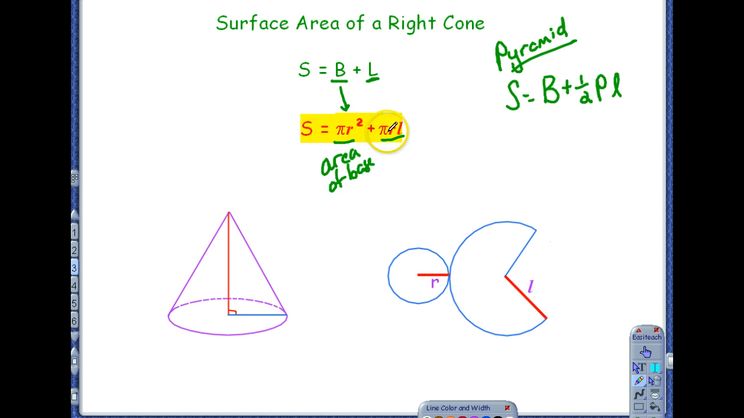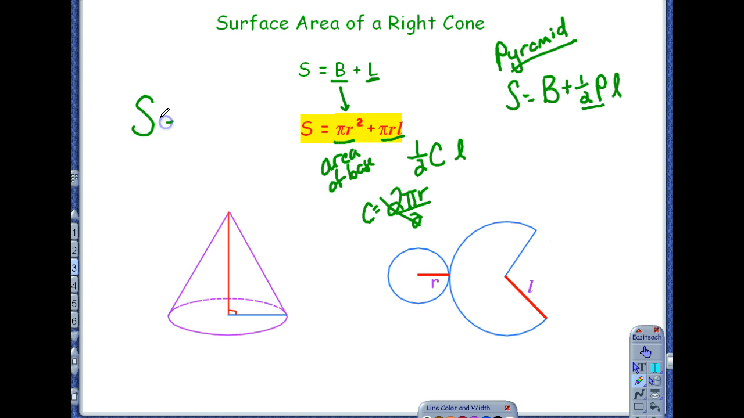Now, in this case, we can't really talk about the perimeter so much of our base. We usually, in a circle, talk about what? Circumference. So instead of saying half of the perimeter, we could say half of the circumference times the slant height. Well, the circumference of a circle is what? 2 pi r. If I do half of 2 pi r, that would just take away the 2's, so it's just pi r. That makes sense.